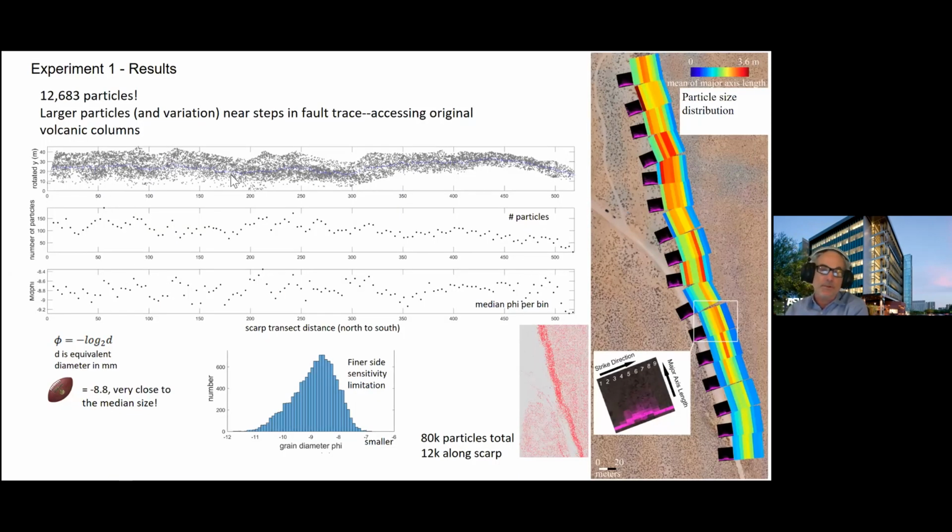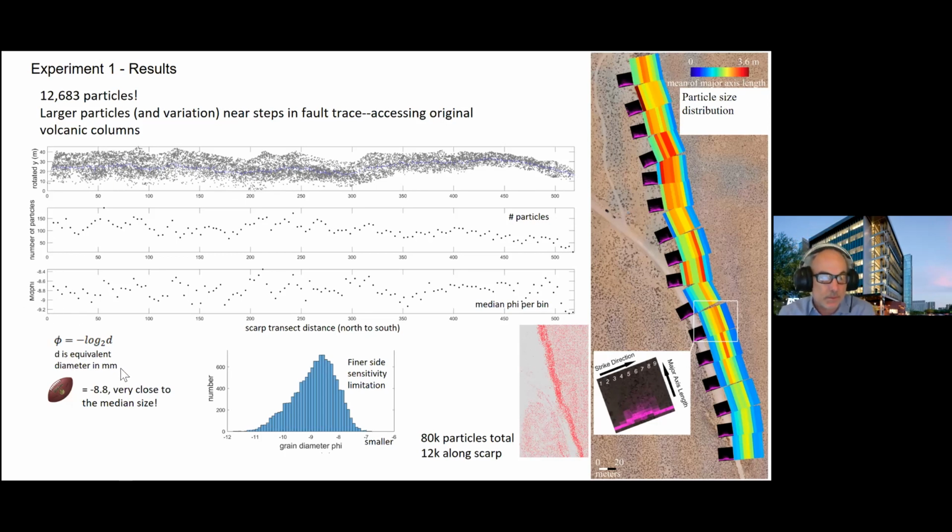So we've tipped the fault scarp on its end. We're just looking at distance along the fault scarp versus position in this upper one. So each one of these dots is a rock. It's a little bit hard to see, but every 4 meters I take a little bin and I just count how many particles. So there's between 100 and a few tens of particles in each of these bins. And then I can start to calculate things like the size distribution.